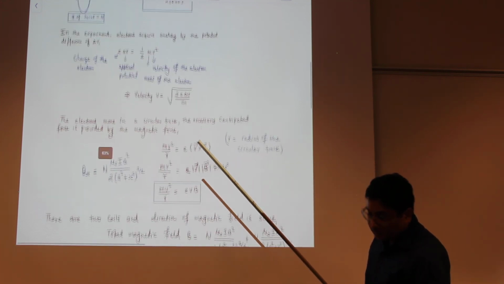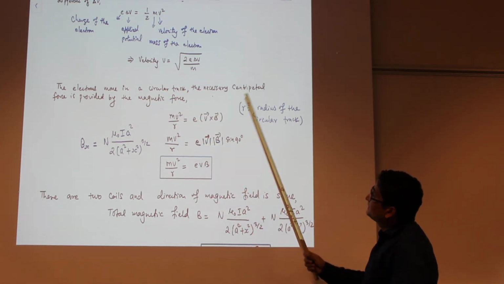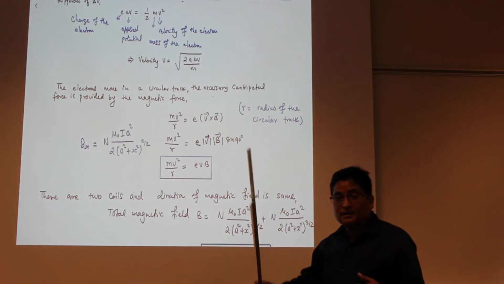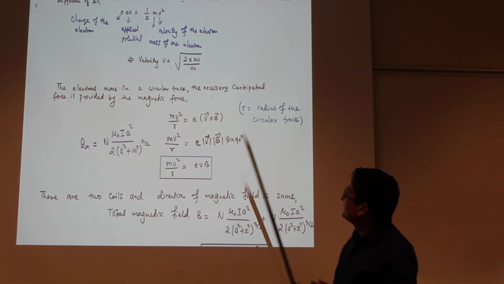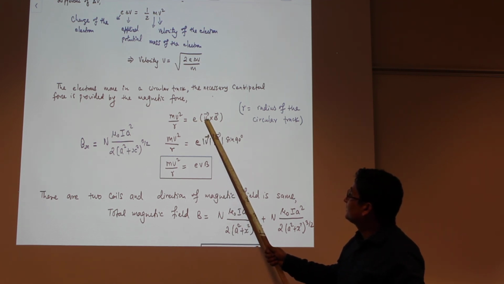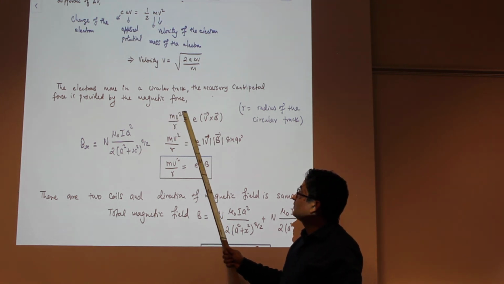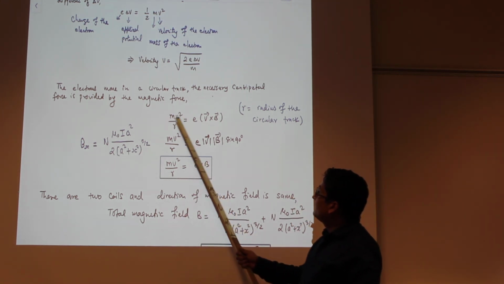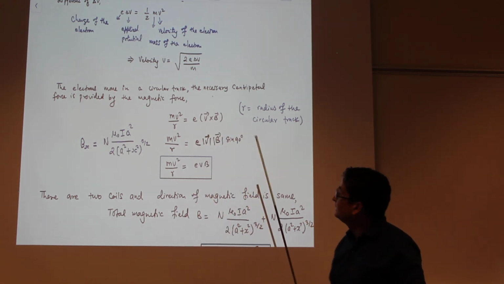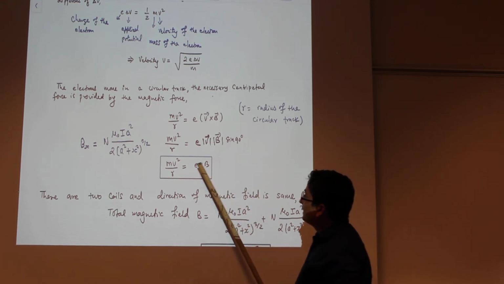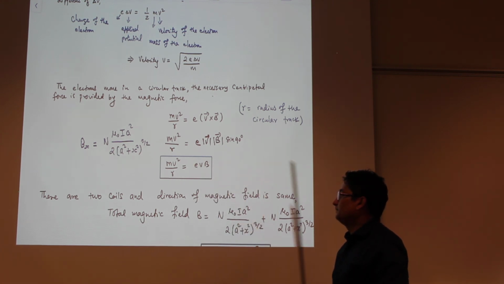Now, when the electrons move in a circular track, the necessary centripetal force required to go around the track is provided by the magnetic force. The magnetic force is the charge times the cross product of velocity and magnetic field, and that should equal the centripetal force, m v squared over r. The velocity and magnetic field are at 90 degrees, and sine 90 is 1, so I come up with the expression m v squared over r equals e v B.